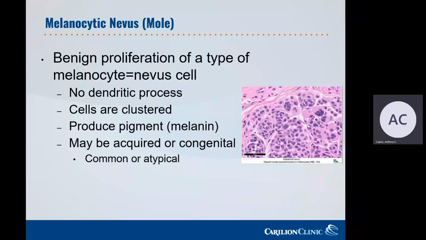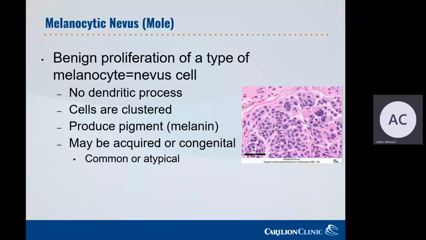So what is a nevus? A nevus is a mole. It's a benign proliferation of the melanocyte, which is a nevus cell. These cells are clustered, as you can see in this histologic slide. They produce pigment, melanin. There can be some melanocytes that do not produce pigment, and that can be confusing for the melanoma in situ or even melanoma. And I have been burned and had positive margins because of that.